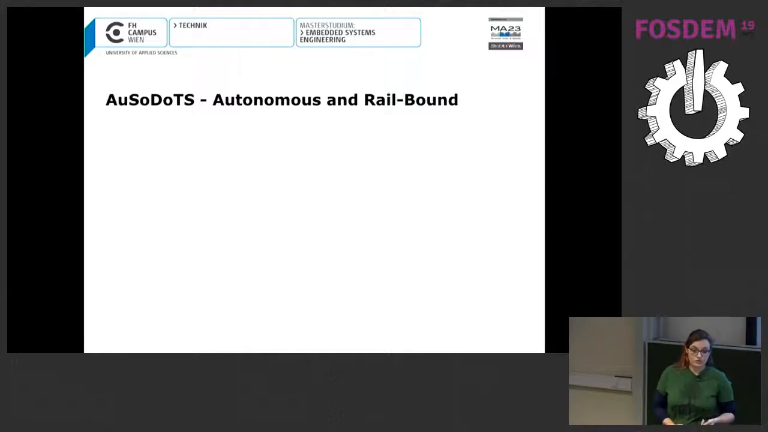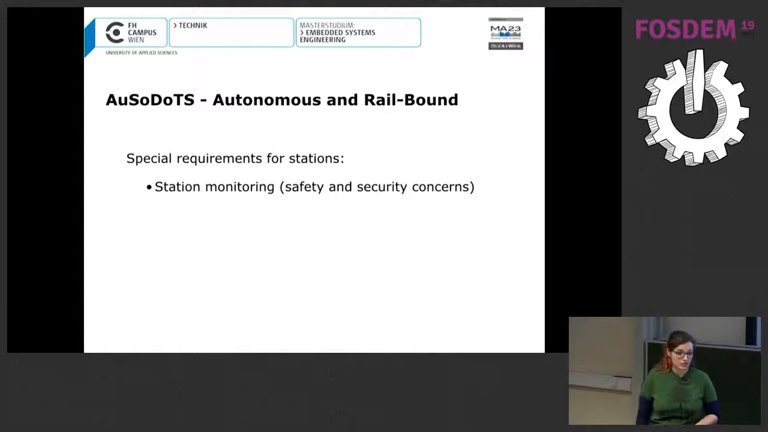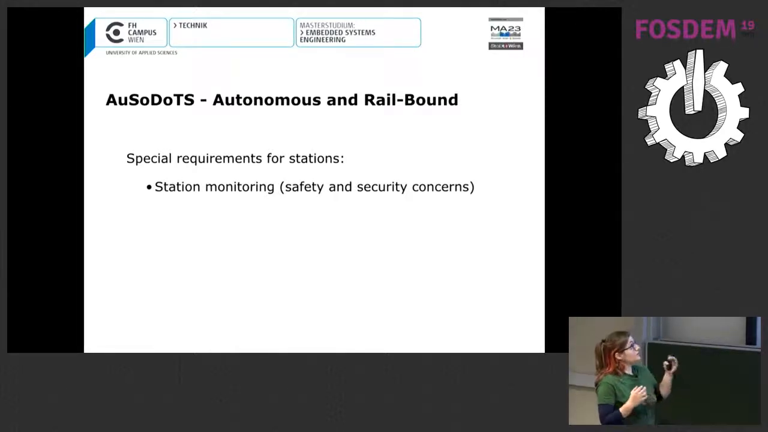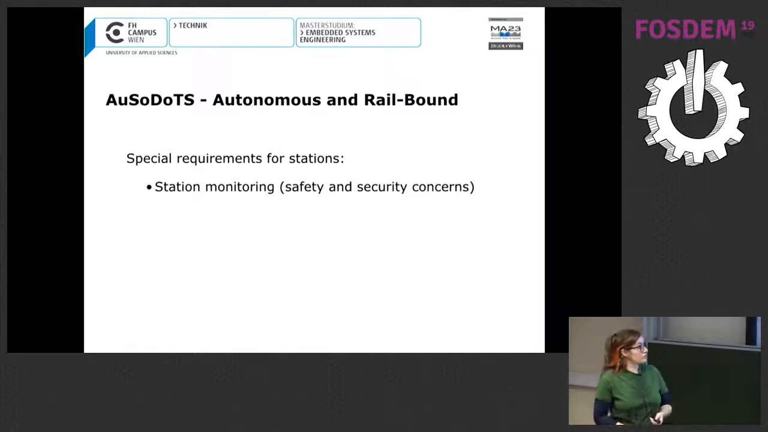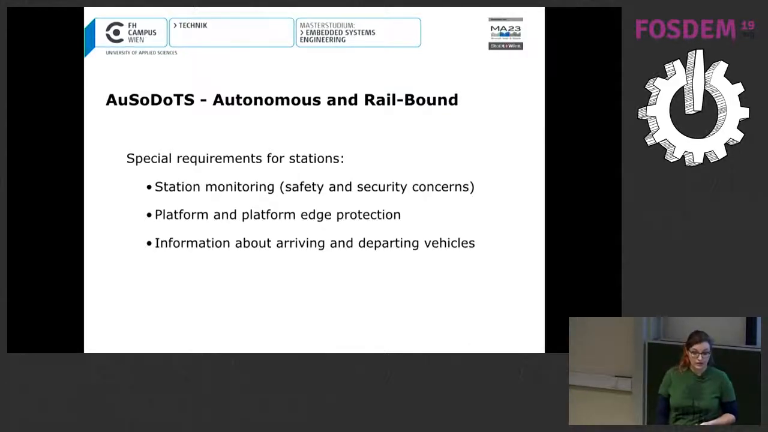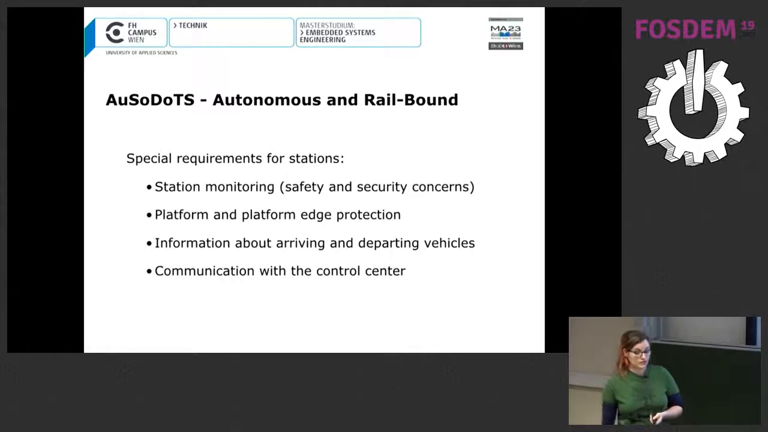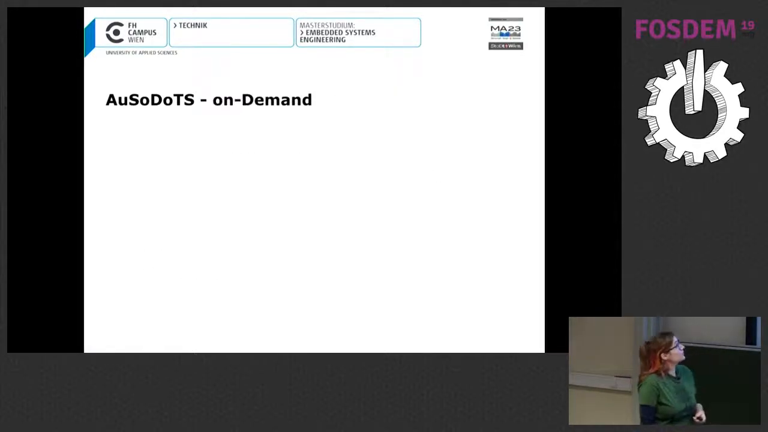There are also special requirements for the stations. There must be station monitoring regarding safety and security concerns, because if somebody is hacking your camera system, it concerns the safety of your passengers. There must be platform and platform edge monitoring, and there must be information about arriving and departing vehicles, and there must be communication with the control center.